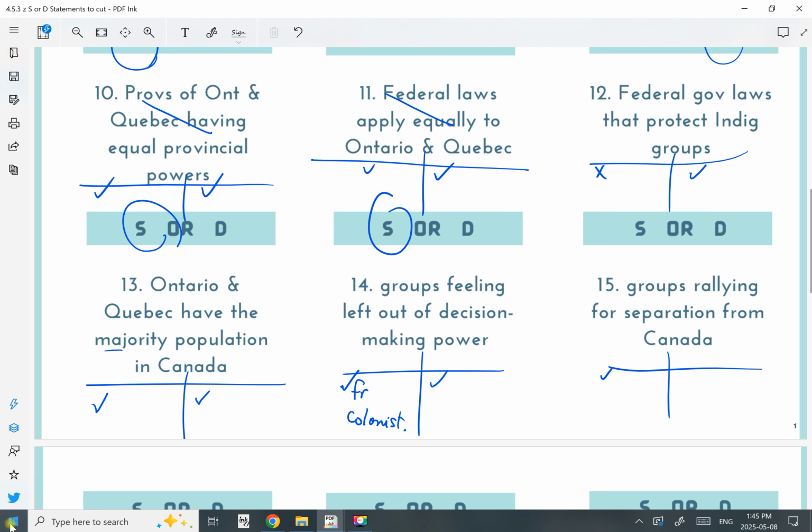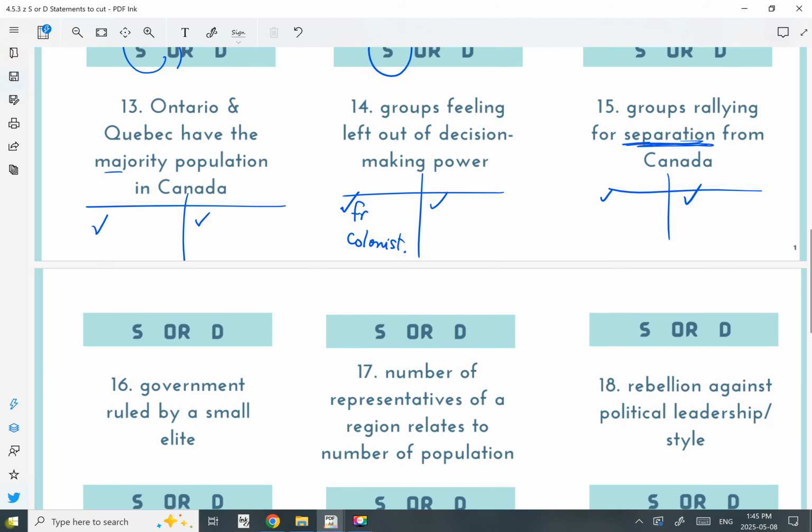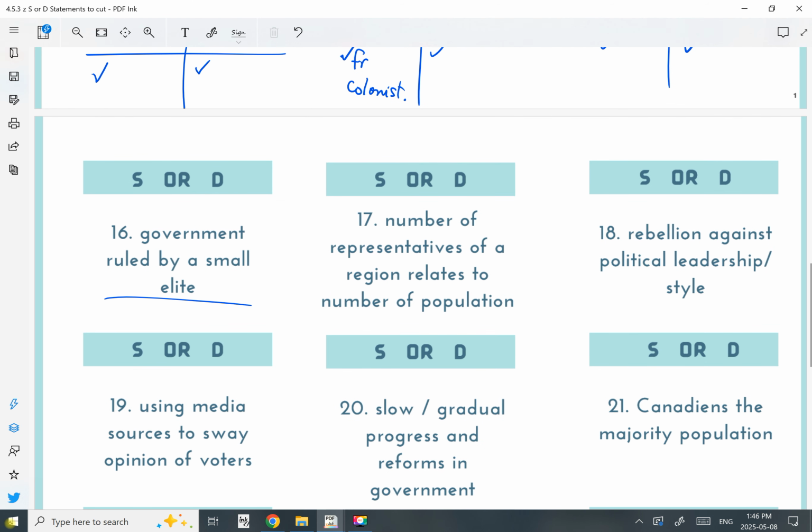Okay, back then we had groups that rallied for the separation from Canada. Similar. Yeah. Similar. And actually, this is so interesting because I made this assignment in like 2022, like not knowing how it would change in 2025.